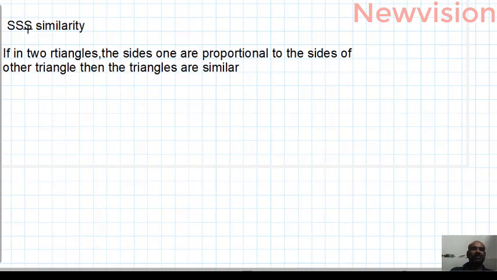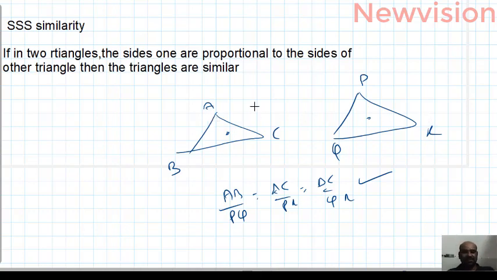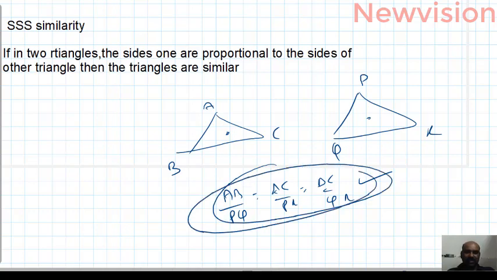Okay. Next similarity, SSS similarity. If in two triangles the sides of one are proportional to the sides of the other triangle, then the triangles are similar. So just like here, triangle ABC is given, triangle PQR is given. What is the information here? AB by PQ equal to AC by PR equal to BC by QR. This is given. We want to prove that these two are similar. So it is better to prove that their corresponding angles are equal, or directly prove that they are similar. So this is the given data. Based on this data, I need to complete the problem.